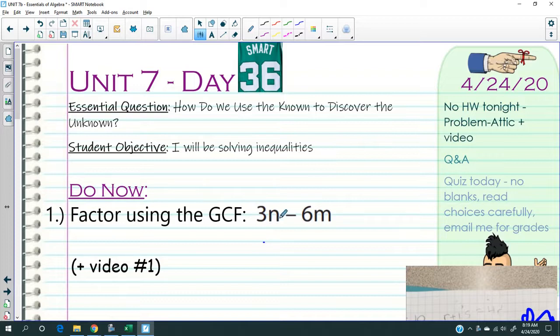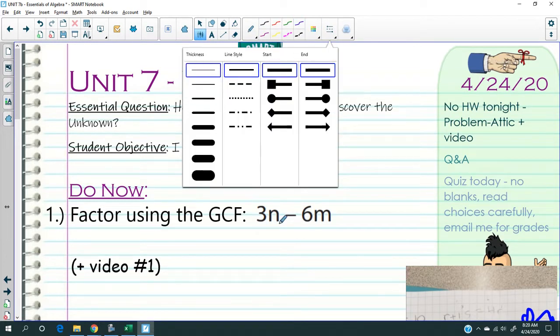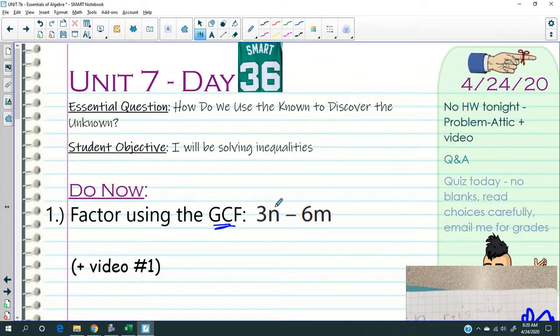Now, look at this versus what we've been doing all week, right? So go back in your notebook and look at the other four do nows from this week. How is this different than anything you've done? Yeah, look, it's got two variables, right? Now, don't be intimidated by that. There's nothing that new to it. So what we're gonna do right now is just find a GCF and go from there.